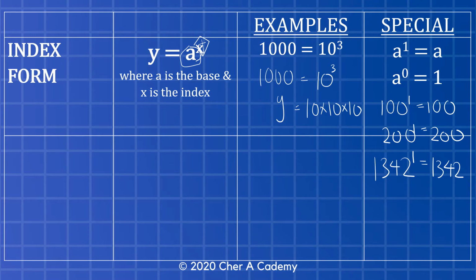Another special index form we need to know is a to the power of 0 is always equal to 1. So for example, 100 to the power of 0 is 1. 200 to the power of 0 is also 1. 1342 to the power of 0 is also 1.